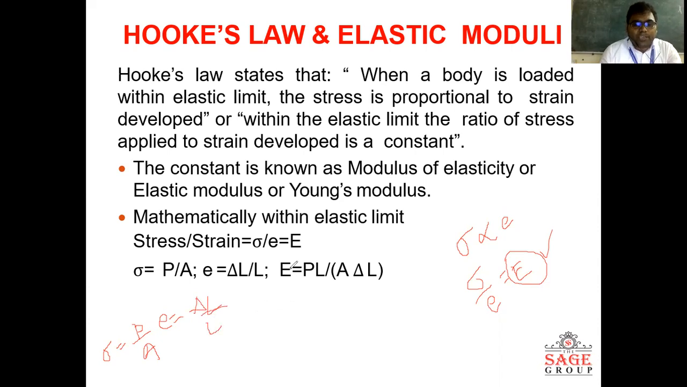So we can directly write E is equal to PL upon A del L, where del L is the change in length. Simply, you can calculate the Young modulus if you have these four terms, using this formula. So dear students, this is about Hooke's law, and you might have got this concept. This is very simple.